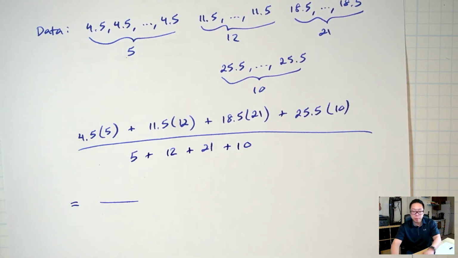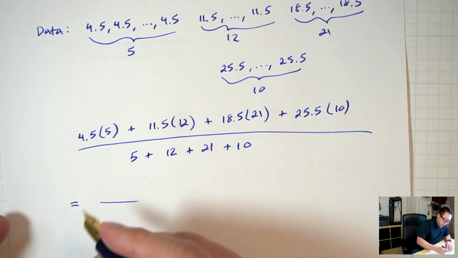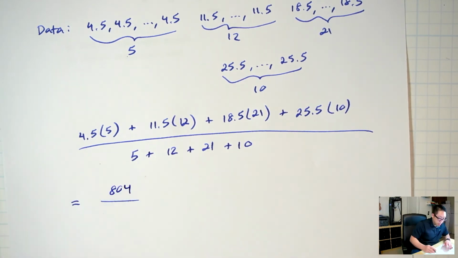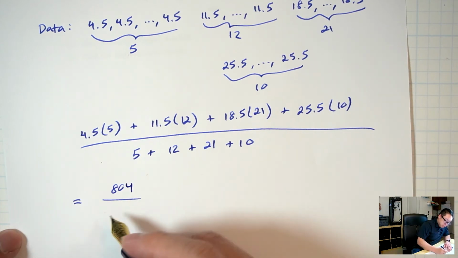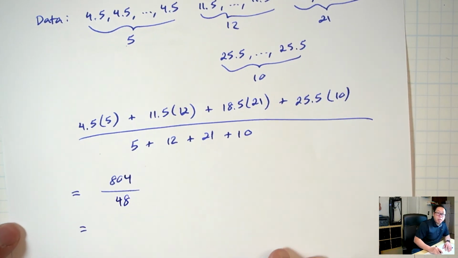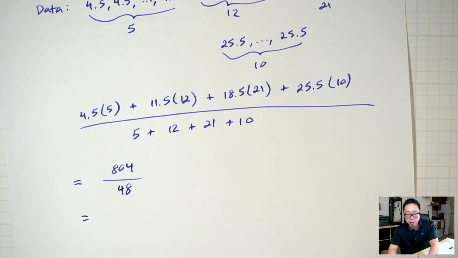Okay, so up top, 4.5 times 5 plus 11.5 times 12 plus 18.5 times 21 plus 25.5 times 10. Okay, up top it's 804. On the bottom, 5 plus 12 plus 21 plus 10, 48. And then 804 divided by 48, 16.75.